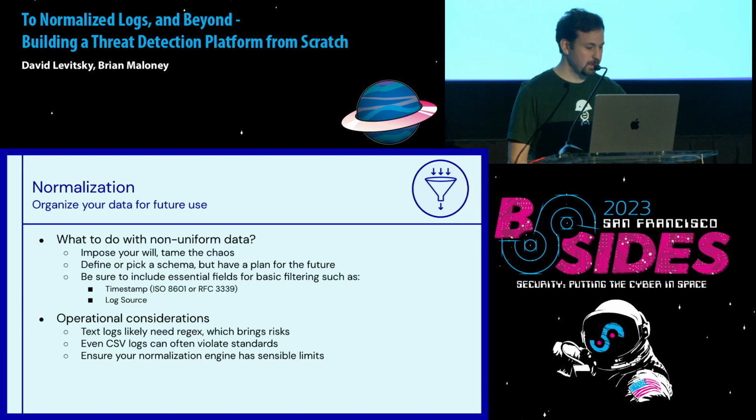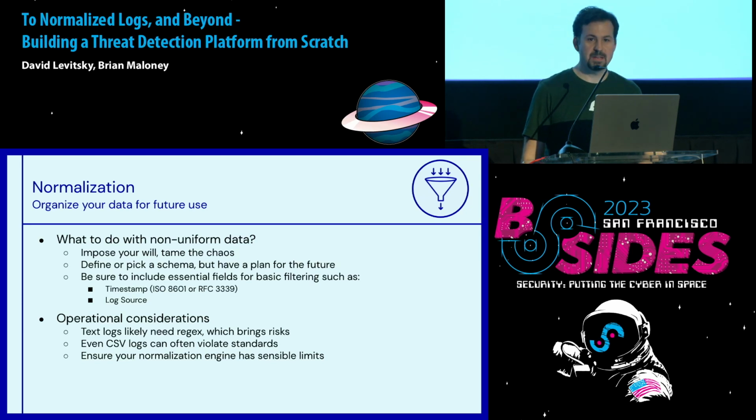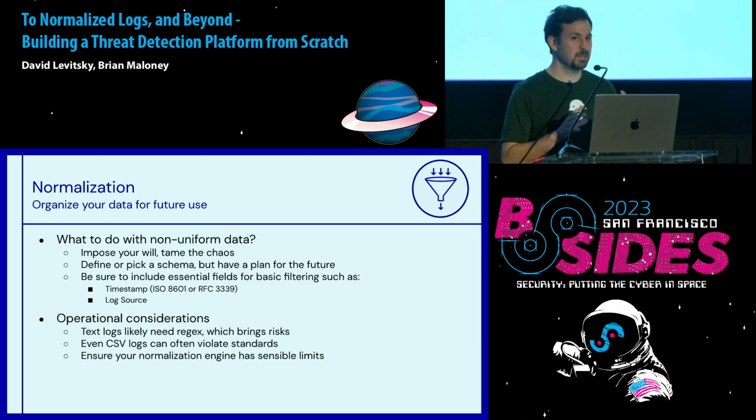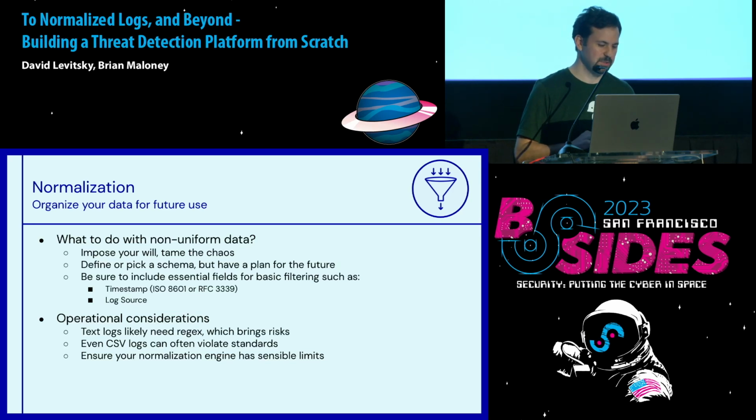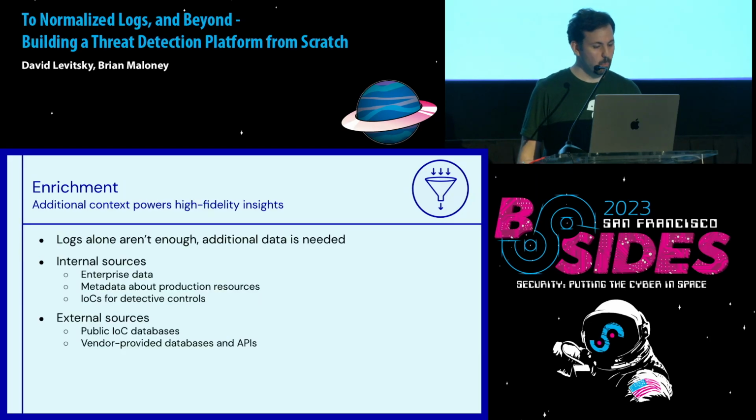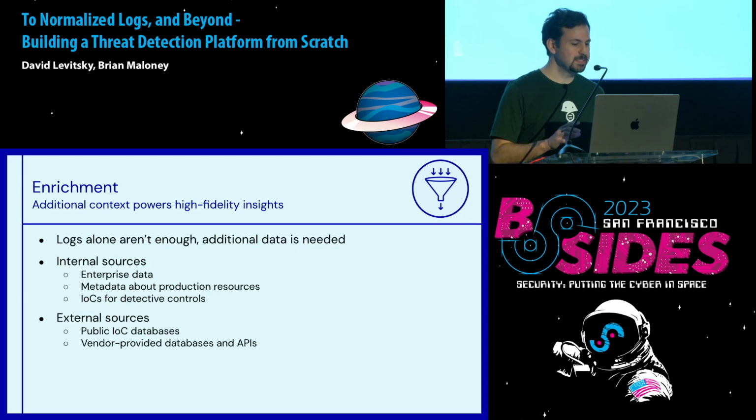For example, if you have raw text logs, that may involve regexes, regular expressions, which carry some operational risks, which we'll cover in more depth a little later. CSV logs also: if it's a perfectly standardized CSV, you're probably not going to run into any trouble, but sometimes you have quotes in the wrong places that then break your parsing. So normalization engines need to be limited so that they don't run over, and they need to be able to handle erroneous data.